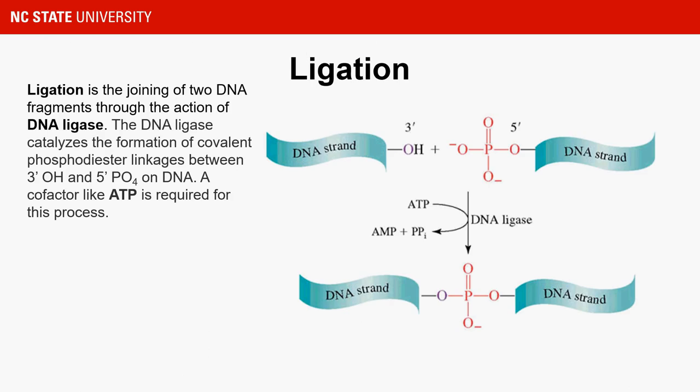Ligation is the joining of two DNA fragments through the action of DNA ligase. The DNA ligase catalyzes the formation of a covalent phosphodiester linkage between the 3' hydroxyl and 5' phosphate on DNA. A cofactor like ATP is required for this process.